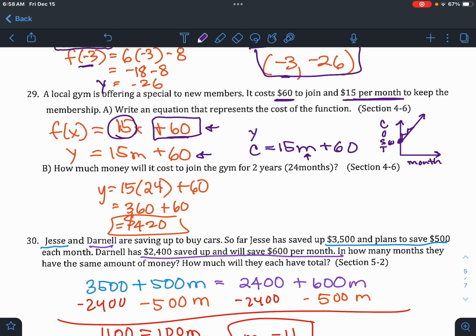Okay, then the second part of this is asking what happens after 2 years. Well, we know that 2 years is how many months? 24 months. So we substitute 24 for the months and evaluate the cost in 24 months, which would be $420, right?